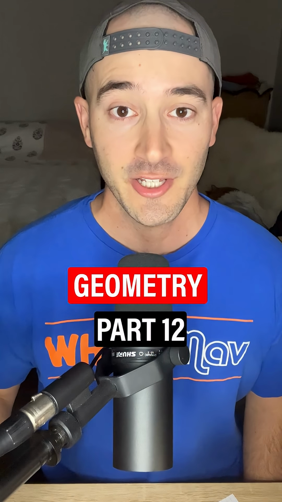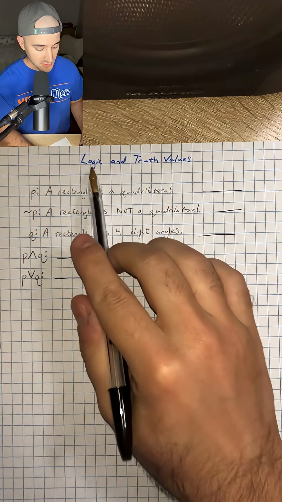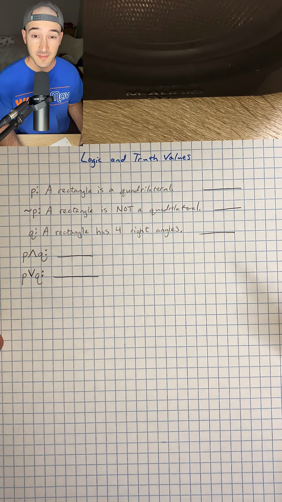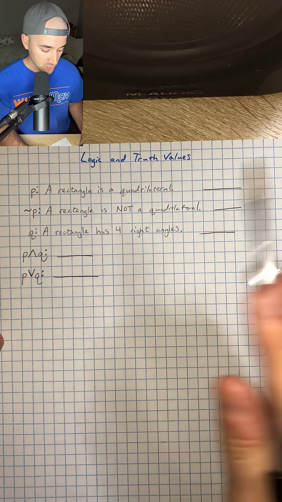This is everything you need to know for geometry, part 12. So we're talking about logic and truth values today, and this is something that's really simple, but for whatever reason, it really confuses students sometimes. So let's just go through it.